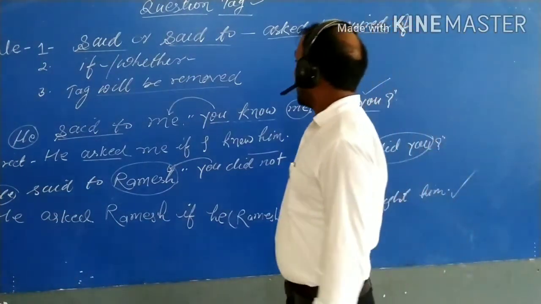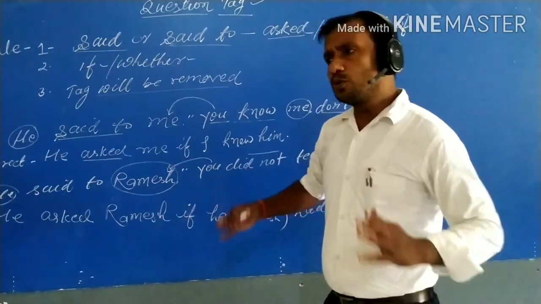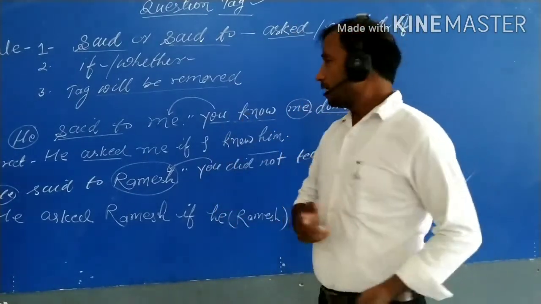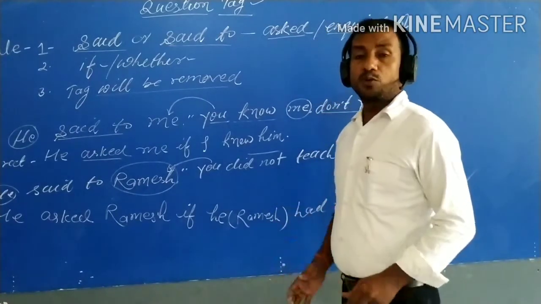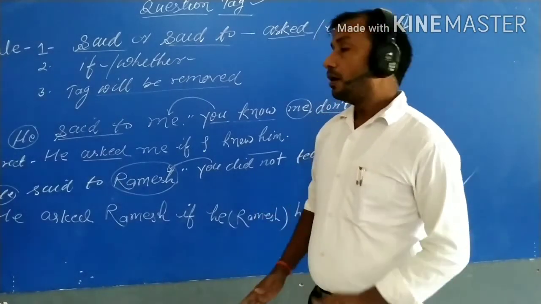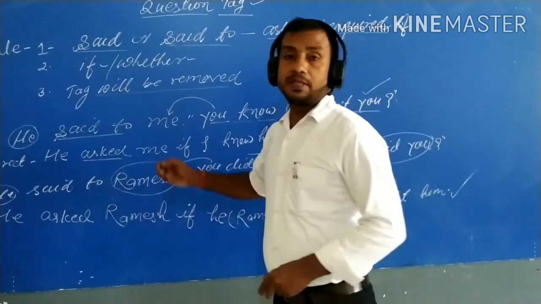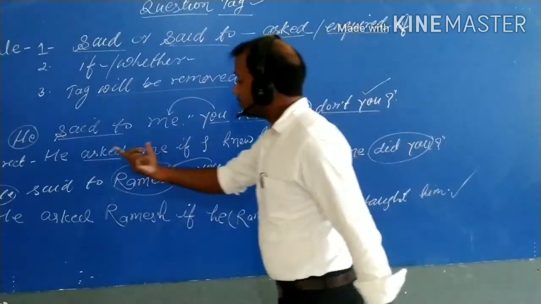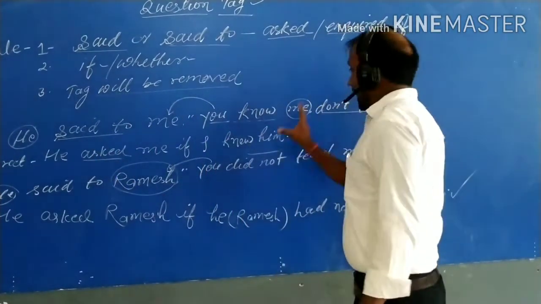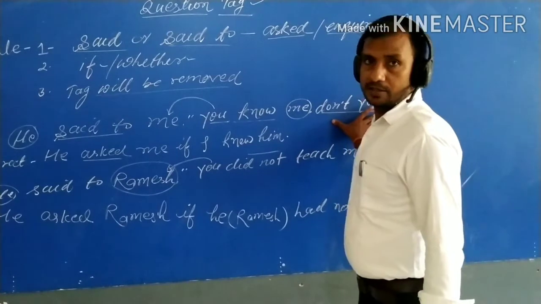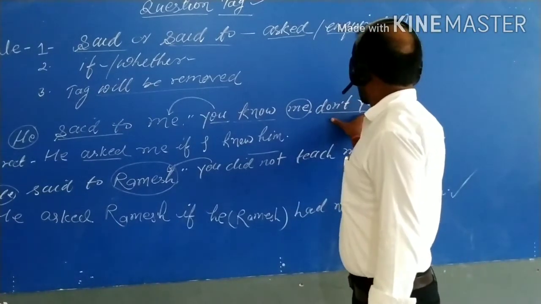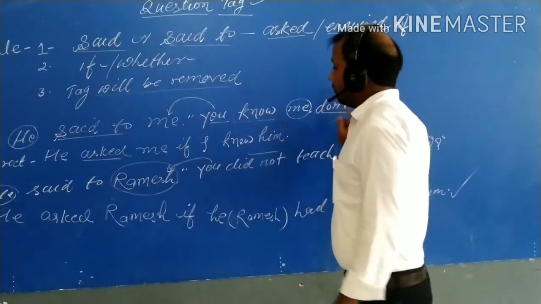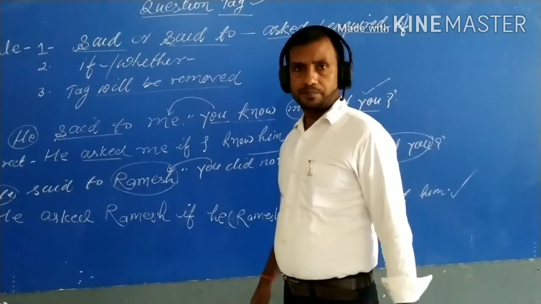So student, I think you have come to know what question tag means. "Didn't" means you don't have to change it. You just leave it out when you transform this sentence into indirect speech, because "asked" or "said" shows that the question is asked. So there is no need to write the question tag in indirect speech.